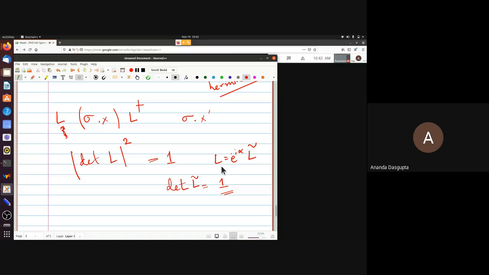And notice, L and L tilde will induce exactly the same transformation. If you put in e to the i alpha L tilde, you get e to the i alpha L tilde here, and you get L tilde dagger e to the minus i alpha here. And these complex numbers just cancel each other out.